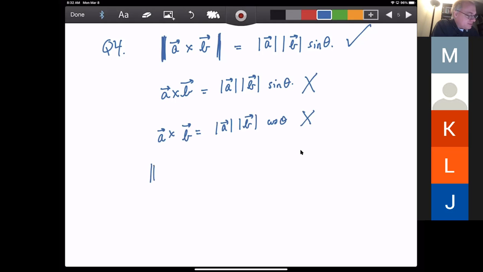Next we have A cross B is equal to A cross B times cosine of theta. Right, so the point here now is to remember cross product is connected to the sine of the angle, not the cosine of the angle. So this is wrong.